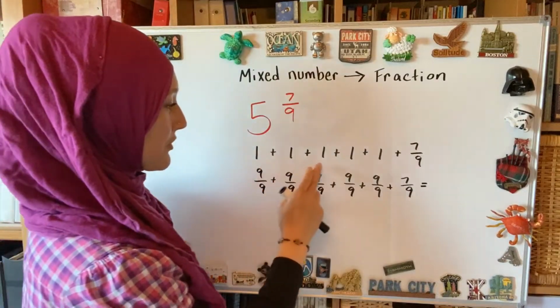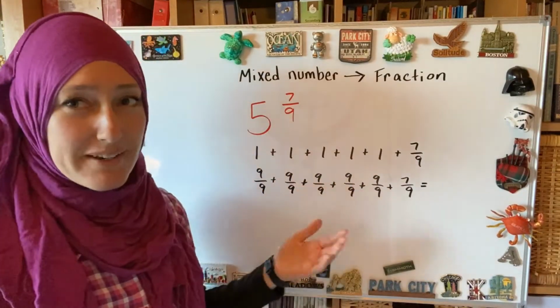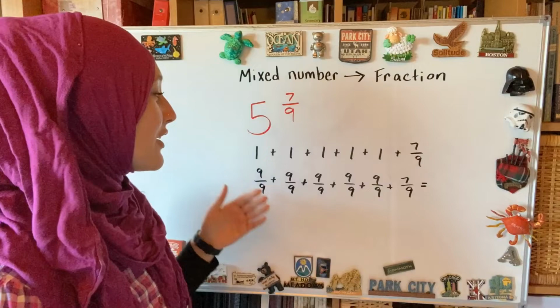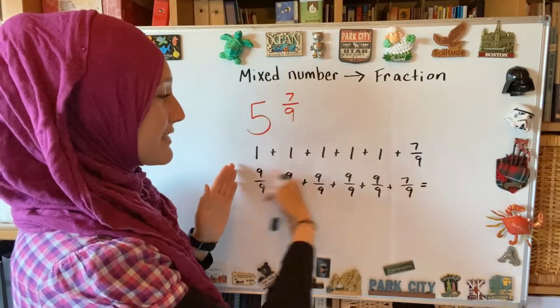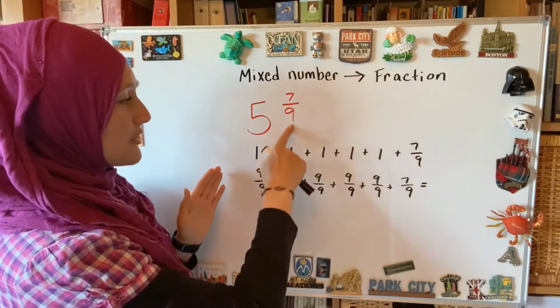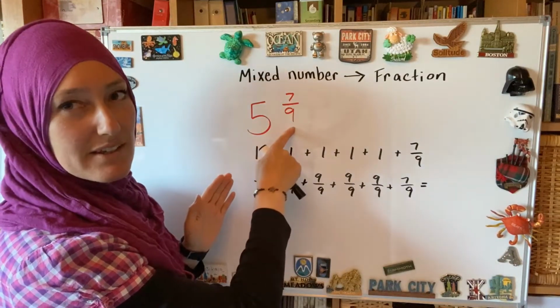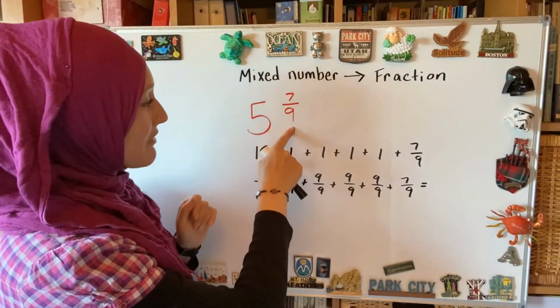So we have 1, 2, 3, 4, 5. I can either count by 9s, 9, 18, 27, or I can just say, how many do I have? I have 5 of them. What is 5 times 9? Here's your shortcut. 5 times 9 is 45.